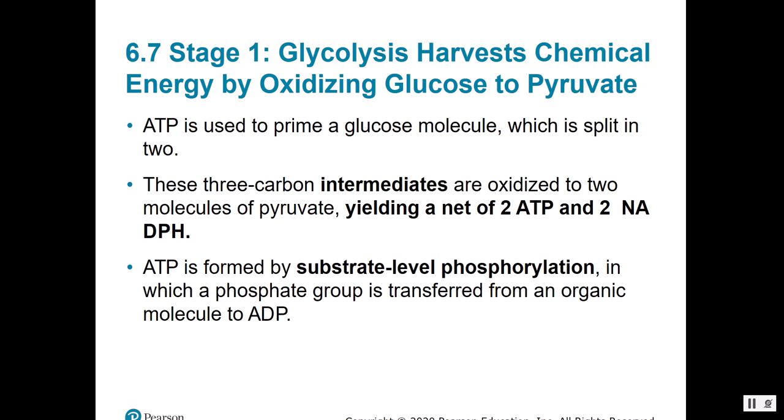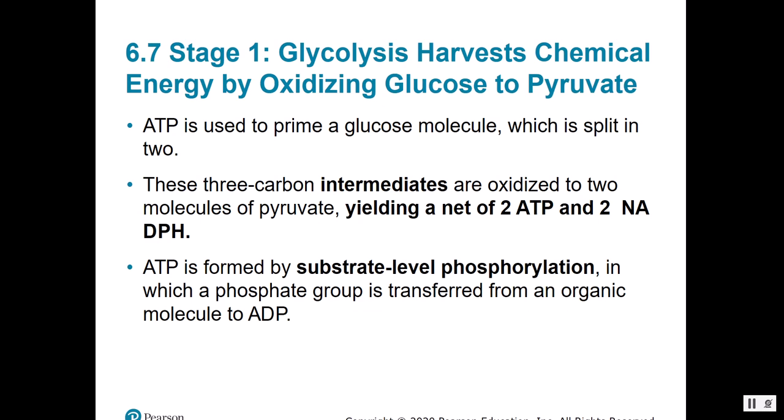That NADPH needs to be fixed. I'll fix that in your notes. That looks kind of strange. But anyway, we end up with 2 ATPs and 2 NADHs. Now, ATP is actually formed by substrate level phosphorylation. What this means is we take a phosphate group and we transfer it to ADP.